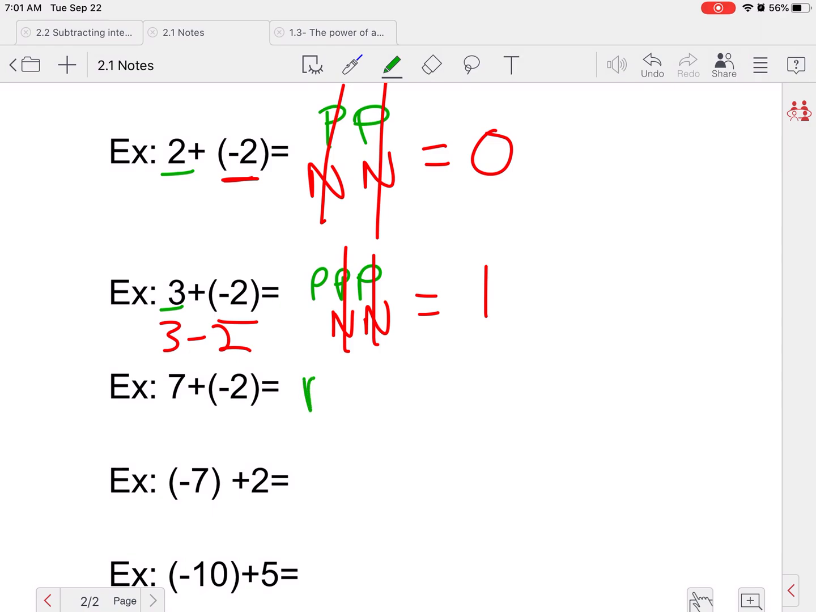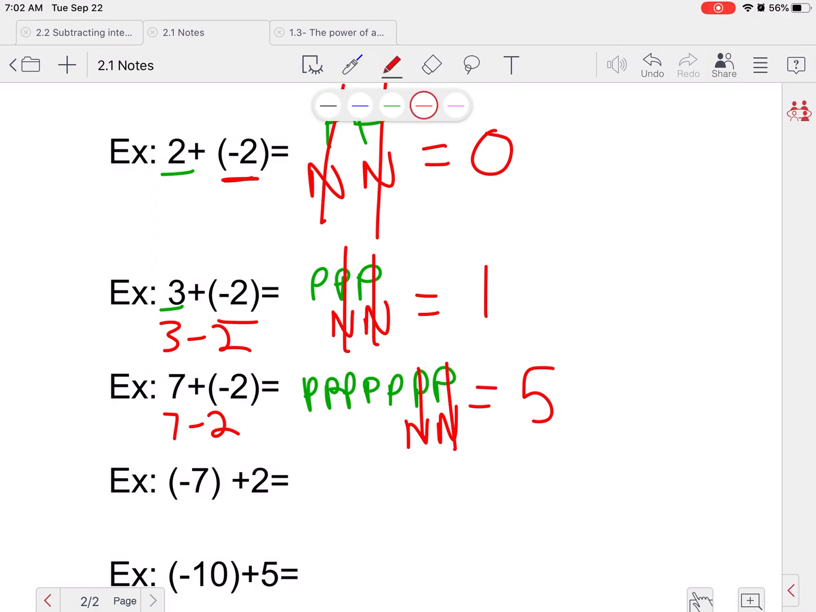Again, if we have 7 positives, 1, 2, 3, 4, 5, 6, 7, and I add 2 negatives, cancel, cancel, this would have been 5, which makes sense because 7 minus 2 is 5 as well. Again, we can think of this like money. I have $7, and then I go and spend $2. Whenever we add a negative, that's spending money. So then I have $5 left.